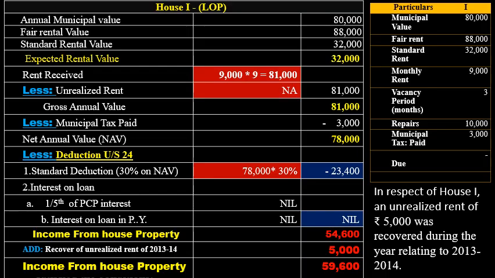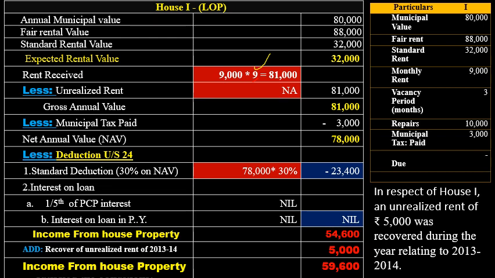So the first house is a let out property. As per the provisions of let out property, you have to assess the first house. The first stage is expected rent, that is 32,000. I will go directly to the rent received. Monthly rent is 9,000 here and the vacancy period is 3 months. Out of 12 months, the total let out duration is 9 months. Rent received is only for the let out duration, which is 9 months, so 81,000 is the rent received.